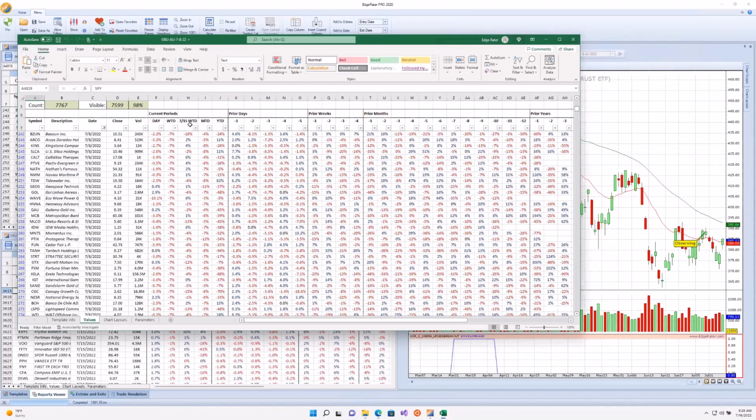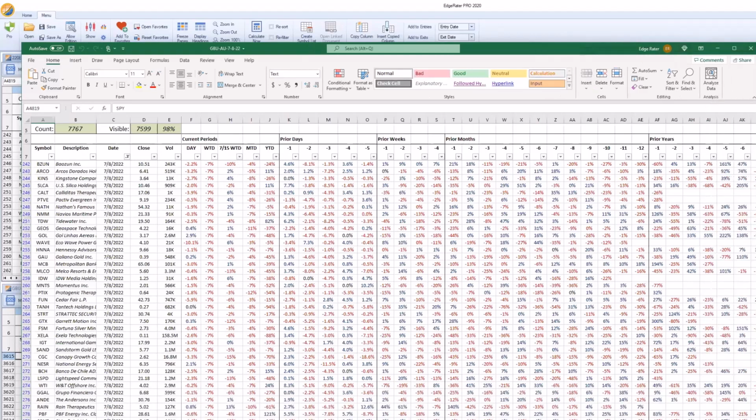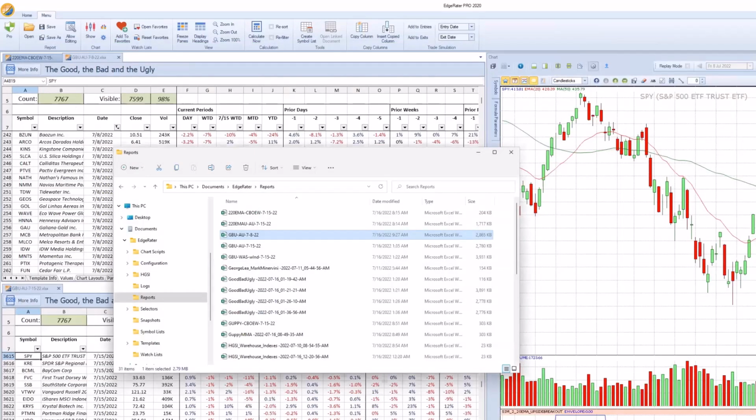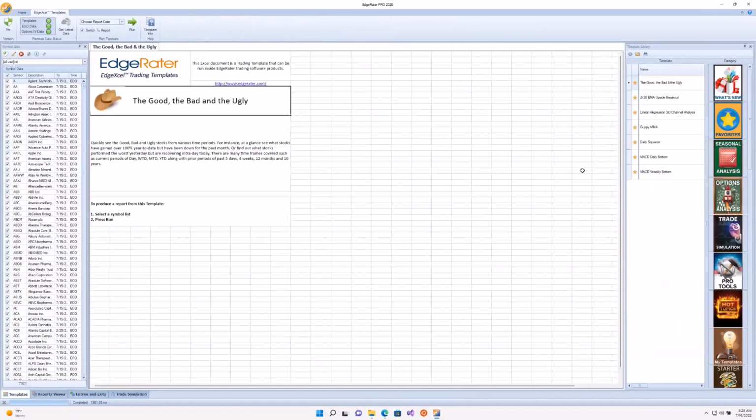So it's got that updated header there, 7/15 week to date. And you can do all the sorting and filtering also in Excel, but obviously it's not linked to charts, but it serves as a good record of the templates that you've run and the reports that you've looked at. So that's a good thing to know. Okay, so a few good techniques there.